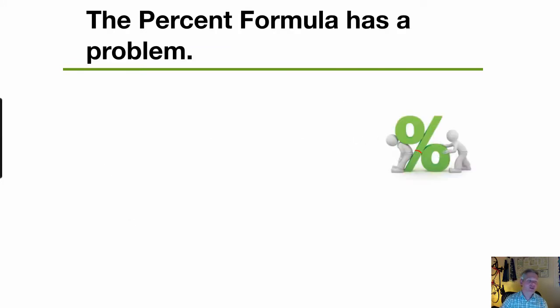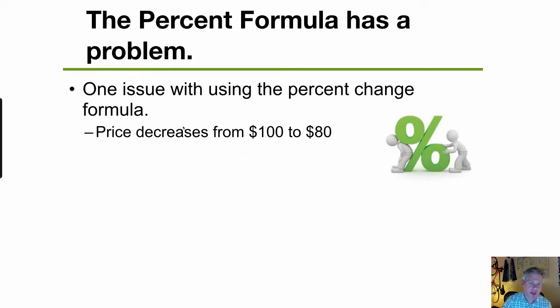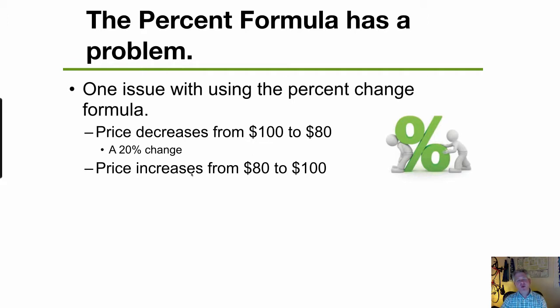So now that we've learned this percent change formula, unfortunately there's an issue with it. Some of you may already know, anytime you talk about percent changes, there's always a problem of comparing one percent change to another. Here's basically what the problem is. Let's say price decreases from 100 to 80. Well, that's a 20% change, right? $100 to $80 is a 20% change. Well, what if price increases from 80 to 100? That's actually a 25% increase.